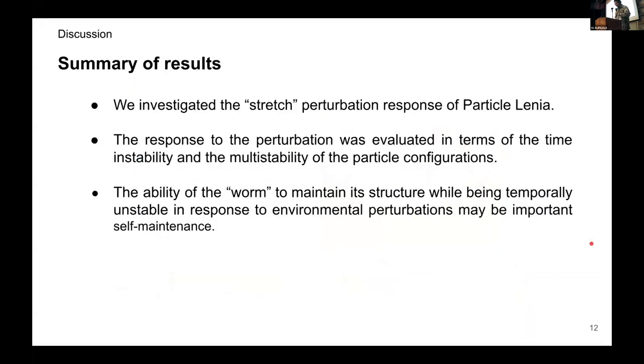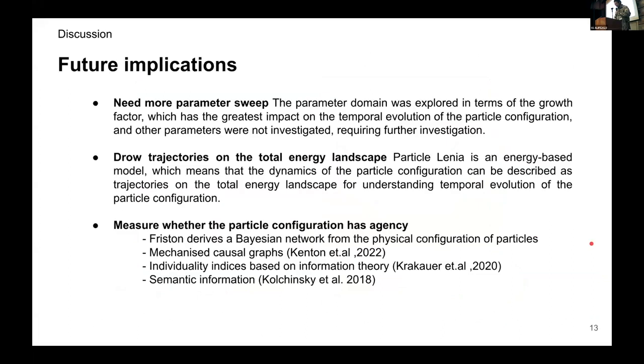Here is a summary of the results and future implementation. So far we used only one parameter sweep, so we need more parameter sweeps, and we can analyze them using the trajectory of the total energy landscape. Also we will try to directly measure the agency, because recently many measurements of agency exist. Yeah, that's all. Thank you.